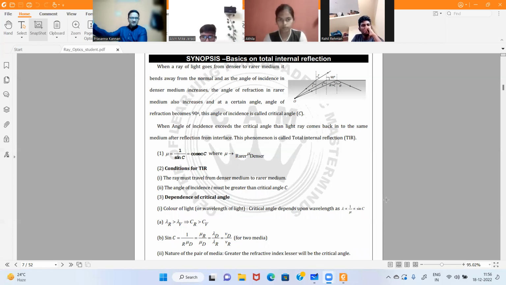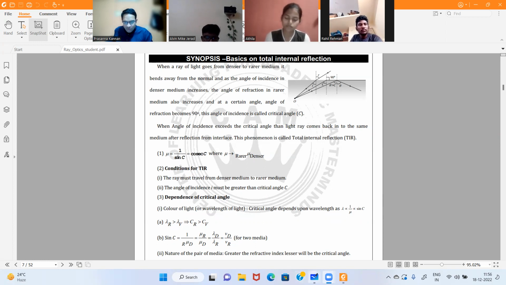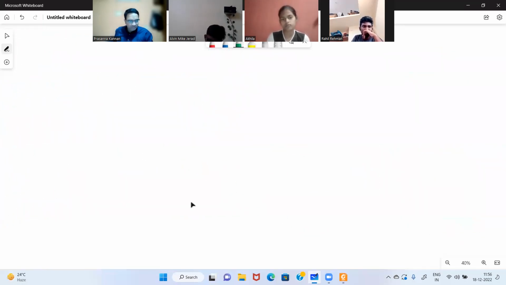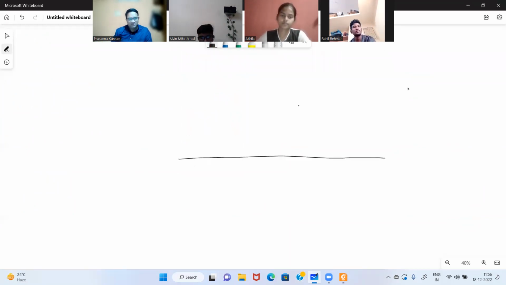Okay, now next we are going to discuss what we call total internal reflection. Although we call it reflection, it is based on the concept of refraction. So let's first understand the basic refraction concept. Now let's look at refraction at a plane surface. Let's say this is a plane surface separating two media. This is medium 1, this is medium 2.